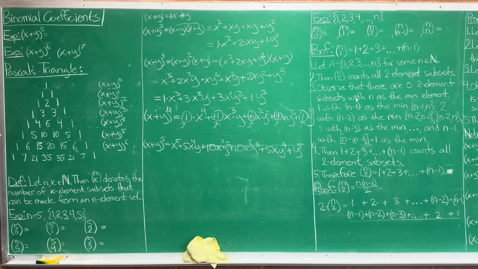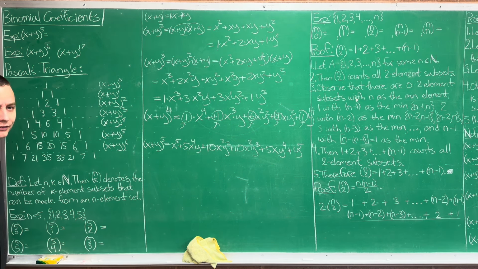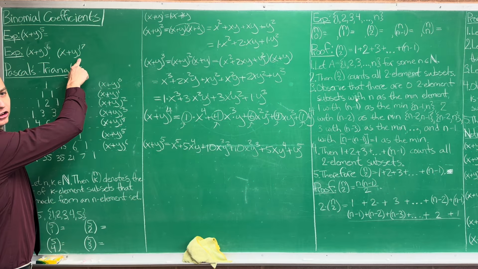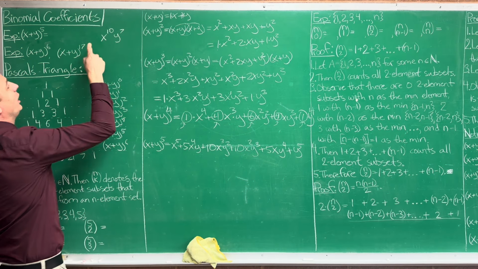But even now, this can get a bit tedious if I were to ask you to do something like x plus y to 17. I don't want to have to construct 18 rows of this thing just to figure out what that's going to be. That would take forever. And even this will start blowing up. Especially if I said, I just want to know the term here that had x to the 10, y to the 7. I just want to know that one's coefficient.